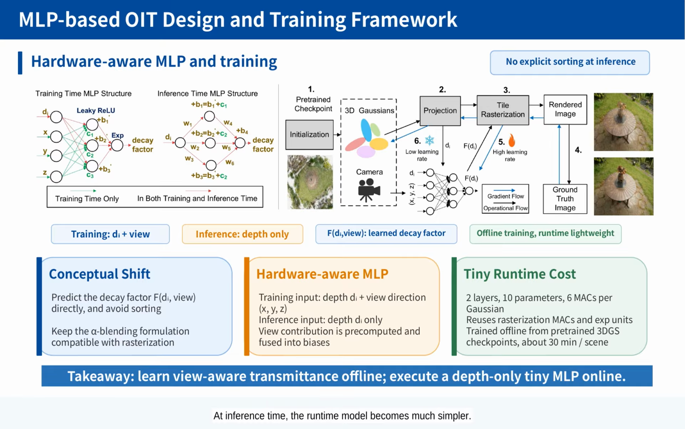At inference time, the runtime model becomes much simpler. For a fixed camera pose, the view contribution can be pre-computed and folded into the MLP biases. Therefore, the online MLP only takes depth as input. The final inference model has 2 layers, 10 parameters, and only 6 MACs per Gaussian. It reuses the arithmetic units already required for rasterization. Training is view-aware for quality, while inference is depth-only and hardware-friendly for efficiency.